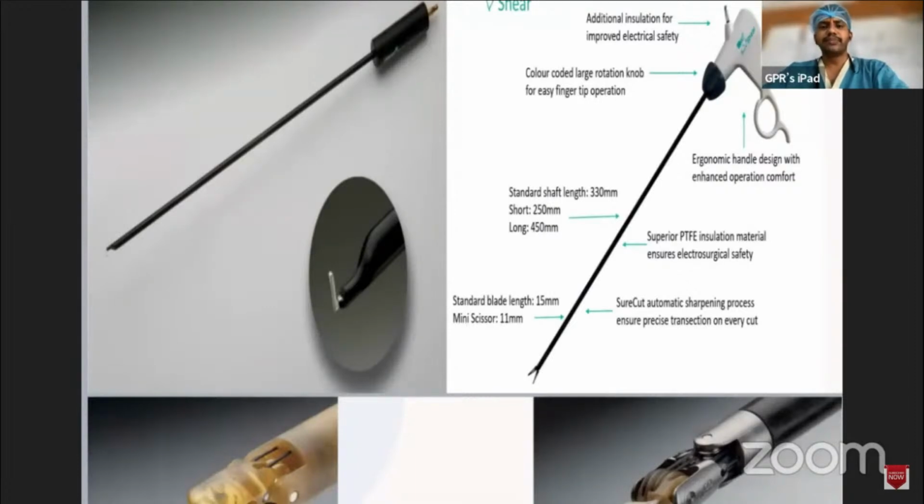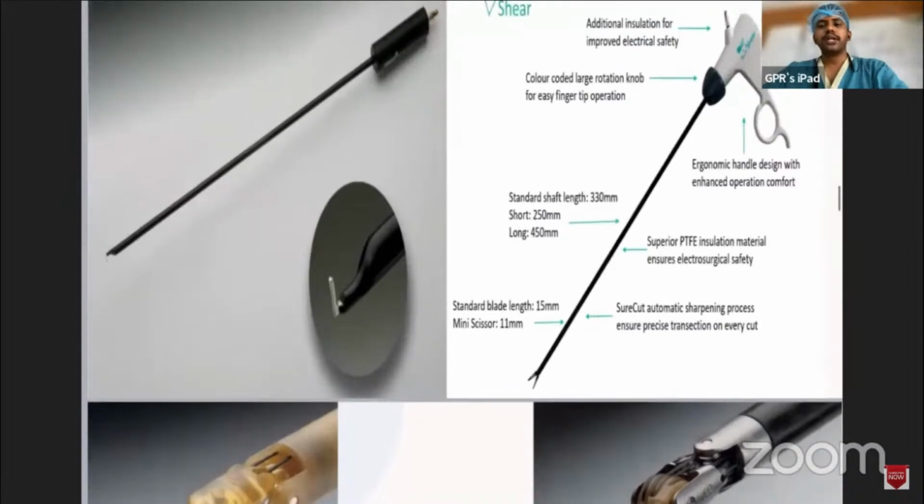It has three different parts. One is the tip, the other is the shank or the shoulder, and the other is the elbow. The elbow is most likely used for the coagulation, whereas the tip is used for the cutting.